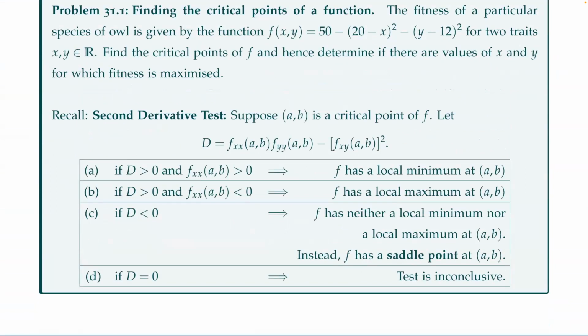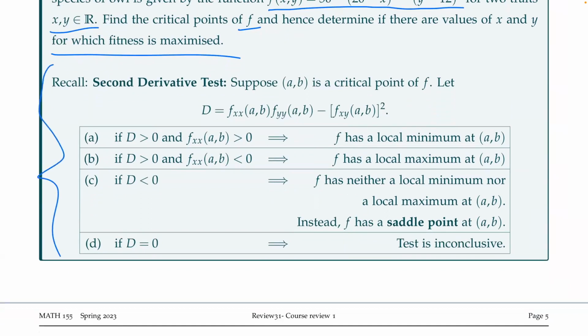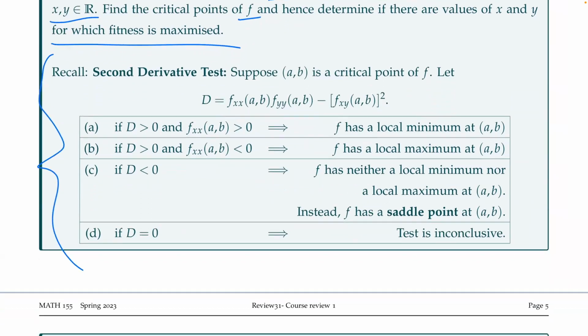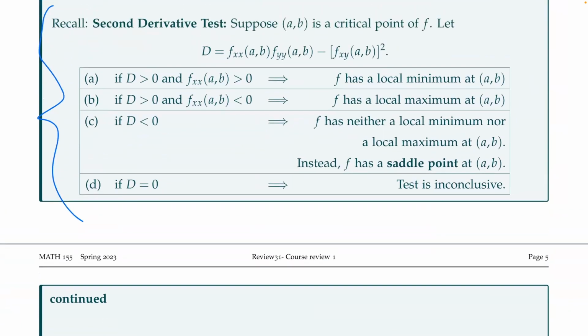Okay, so here we're told the fitness of a particular species of owl is given by some function, depending on x and y. We're not told what these traits are, but there are some traits that have real values. They could be positive or negative. We're asked to find the critical points of f and hence determine if there are values for which fitness is maximized. Okay, and here we've got this description of the second derivative test, where depending on the sign of this D, I mentioned at the start, as well as the sign of this partial potentially evaluated at my critical point, that will tell me whether we have a local minimum, local maximum, and so on.